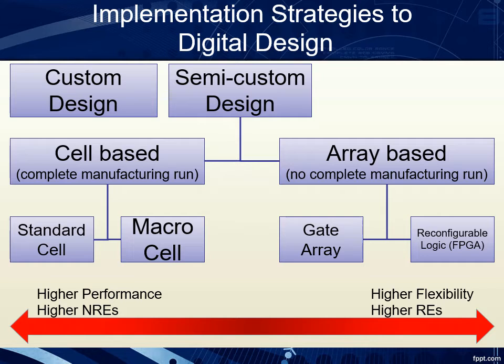As we move to the left, the performance gets higher, while moving to the right gives higher flexibility. On the left side, we have higher non-recurring expenses because everything has to be done. For example, if we use custom design, not only do we have to completely manufacture the chip, but we also have to design every single part of the chip. And as we move to the right side, we design less and less, and in those situations, we have less non-recurring costs because the masks have already been done, but the recurring costs get higher.